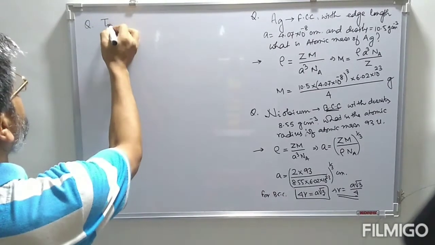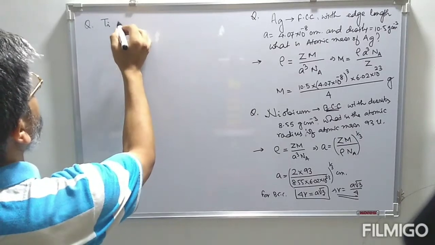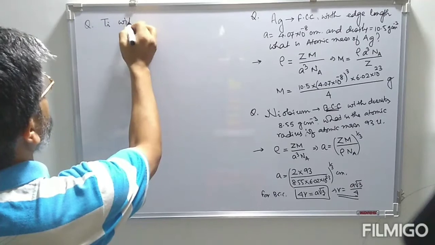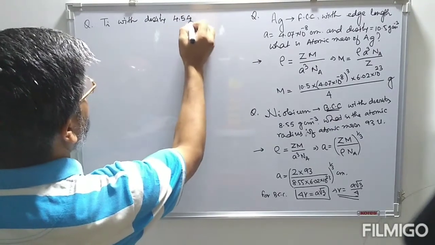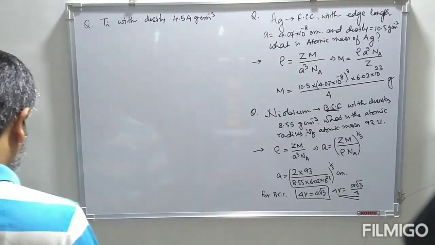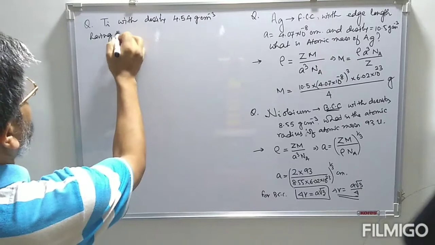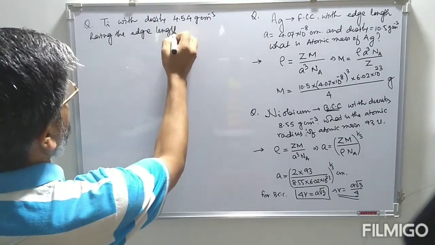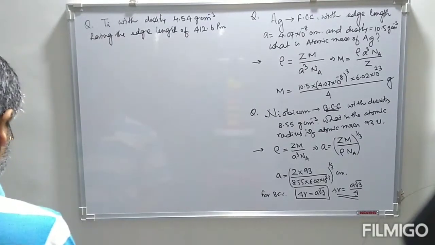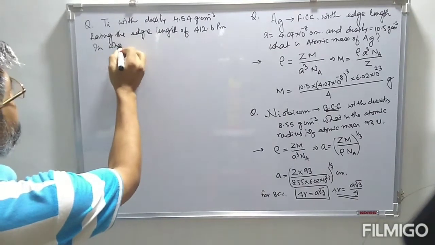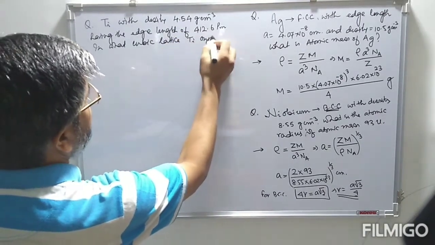Question says the element titanium crystallizes with density of 4.54 gram per centimeter cube, having the edge length of 412.6 picometer. Then the question is, in what cubic lattice does the element titanium crystallize?